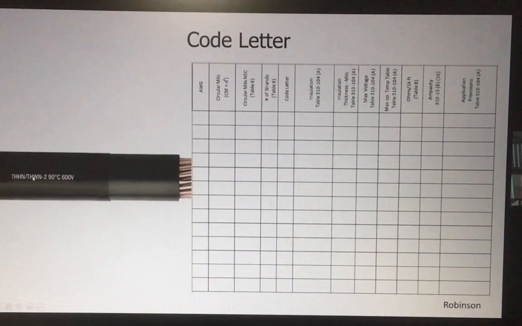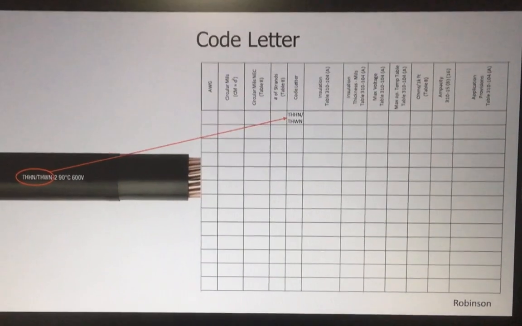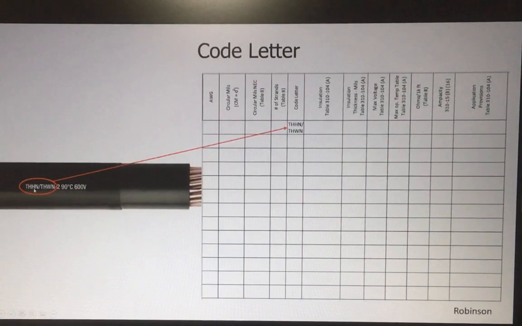And then the letter code would be the THHN/THWN. T is for thermoplastic. H is the heat factor, so if there's no H, it's 60 degrees. 1H is 75, and 2H is 90. And you can see here it's 90 degrees C wire because it's got 2H. The W is for wet location and the N is for nylon.